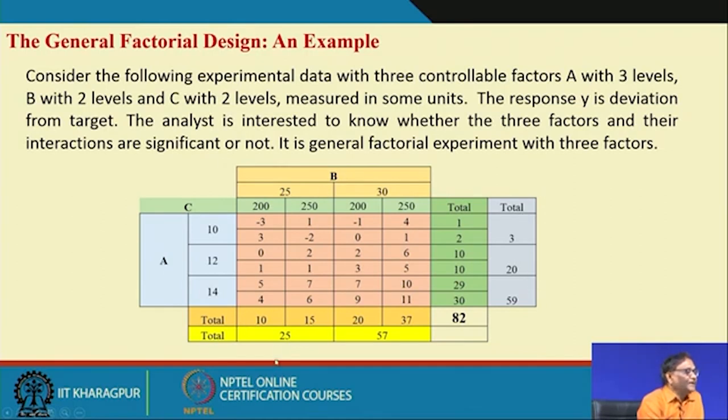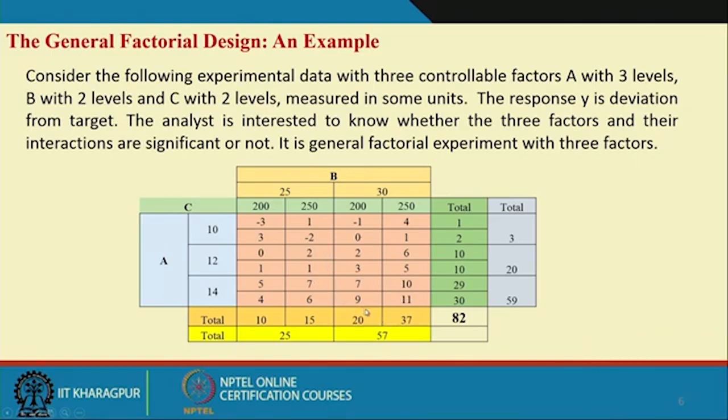Similarly for B, 57 is computed; you compute the average, subtract the grand mean, and you will get the B effect. And for C, it is 200 and 250. At 200 the total is 10 plus 20, 30, and at 250 it will be 15 plus 37, 52, so 30 and 52. You calculate that average minus the grand average, and in the same manner AB, BC will be computed.